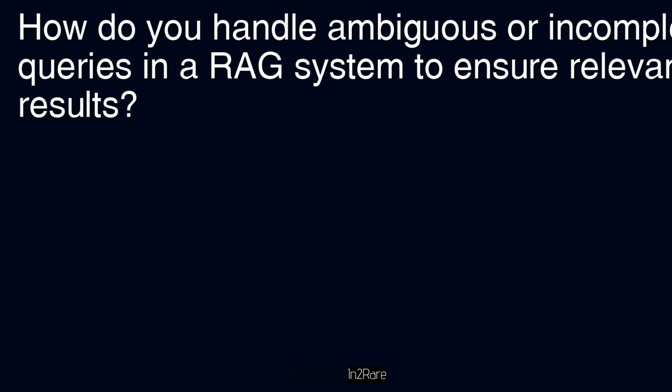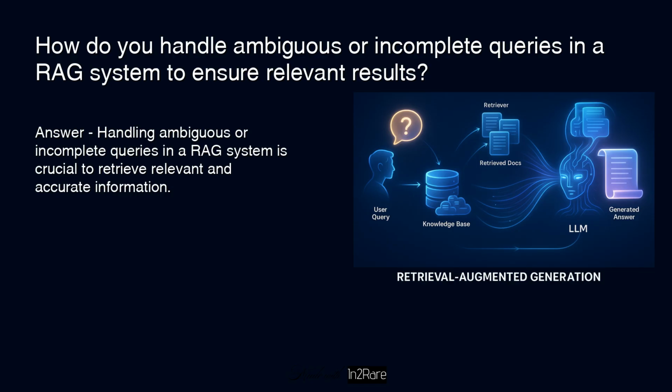How do you handle ambiguous or incomplete queries in our RAG system to ensure relevant results? Answer: handling ambiguous or incomplete queries in our RAG system is crucial to retrieve relevant and accurate information.